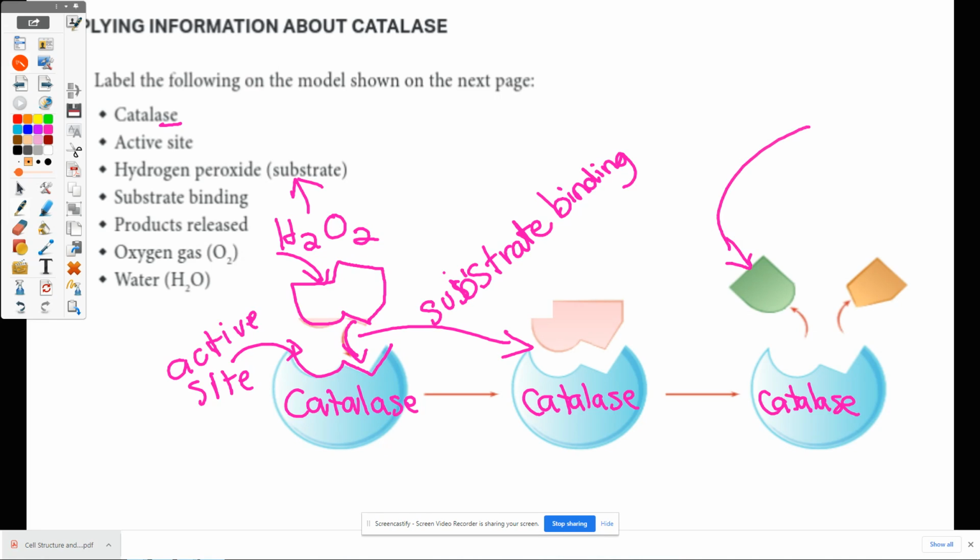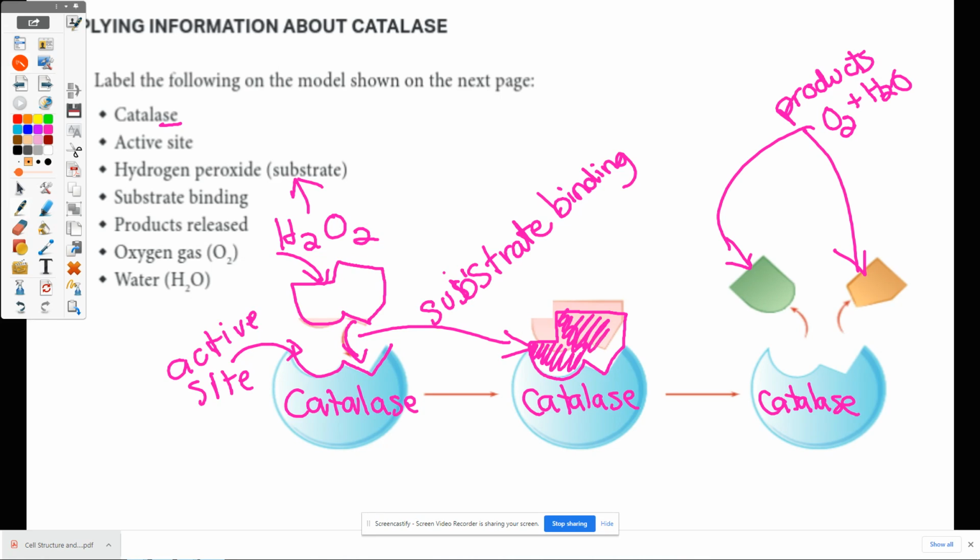What is released from the enzyme at the end of the reaction we call our products. And in this case, it would be oxygen and water. And when this substrate is actually attached here to the enzyme, we give it a special name. This is a review from yesterday. I didn't ask you to label it, but I just want to review it with you again. That together is called the enzyme substrate complex.